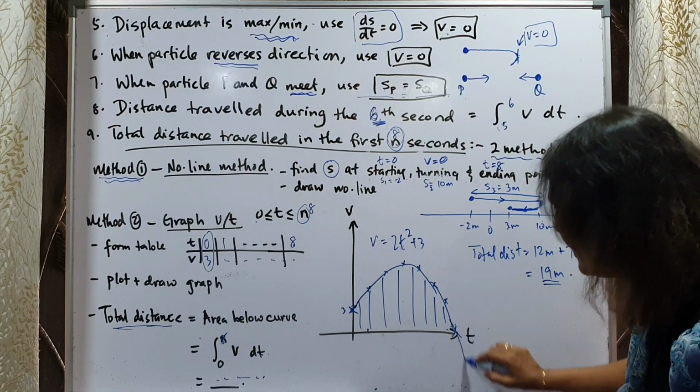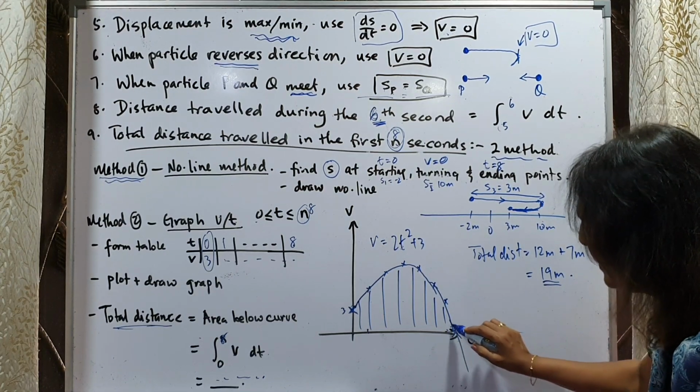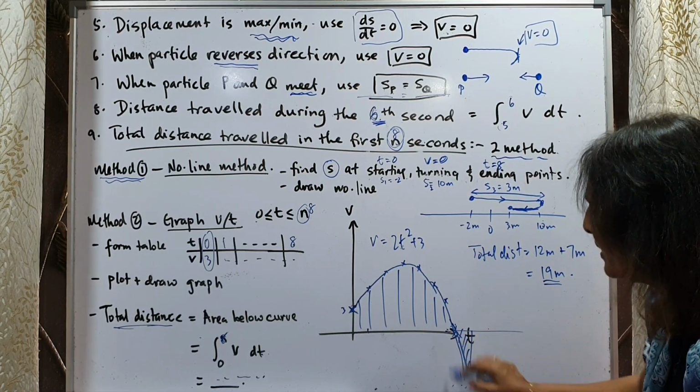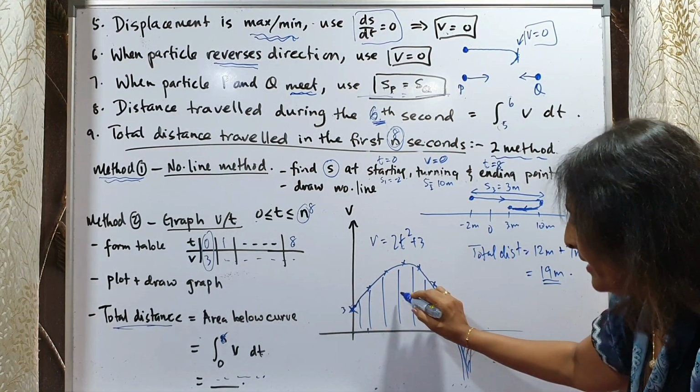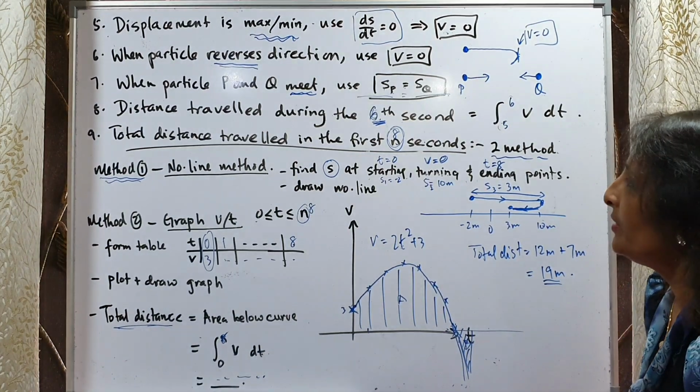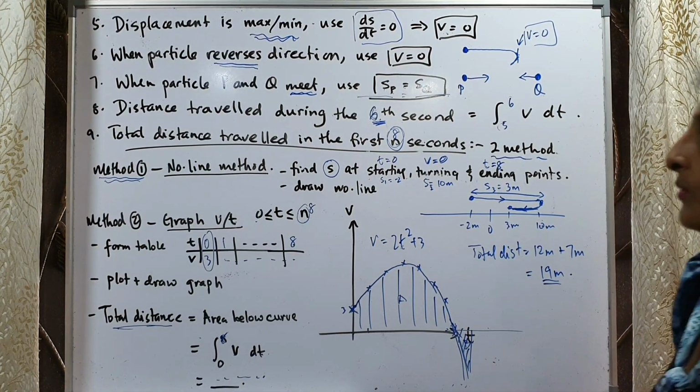Let's say your area goes down below. Let's say it even goes down here. That means you need to add this part. You better put modulus for that part. You find area A, area B, and add up. So, which method would you prefer to use? Method 1 or method 2?